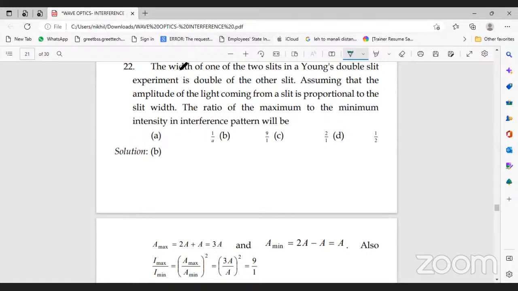Look at this. The width of one of the two slits is double the other slit. So if I take the amplitude of the first wave as A, what is the amplitude of the second one? How many times? Double, so 2A.